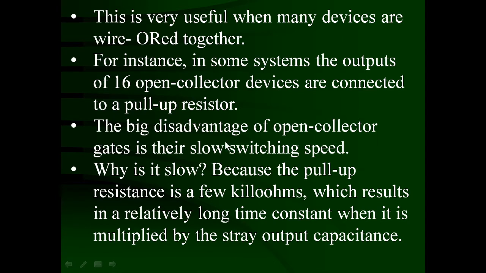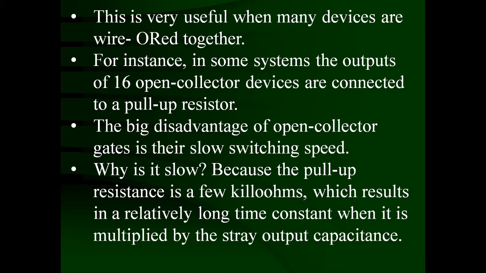The big disadvantage of open collector gates is their slow switching speed. Why is it slow? Because the pull-up resistance is a few kilo ohms, which results in a relatively long time constant when multiplied by the stray output capacitance. So the big disadvantage of open collector devices is slow switching speed. Output is not changing from low to high very fast. It takes more time.